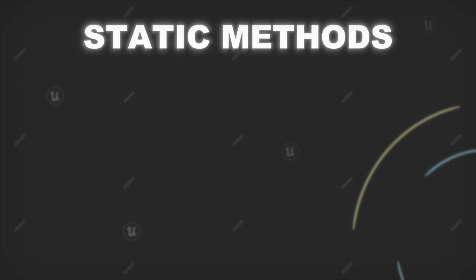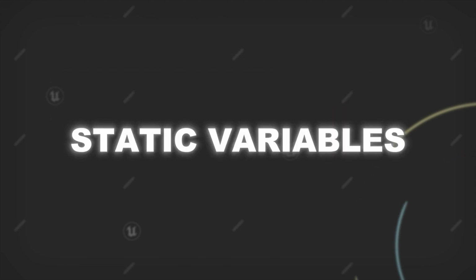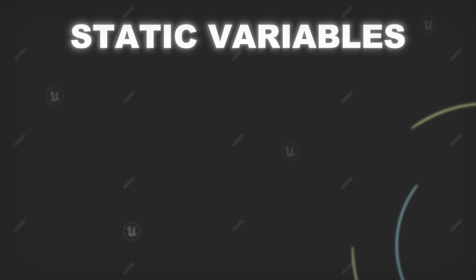Last time we looked at static methods. As a recap, those methods don't need an instance of a class to be executed. Today we check out static variables. There are two different ways how you can use static variables.